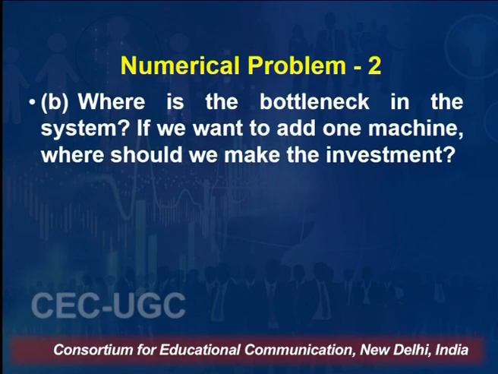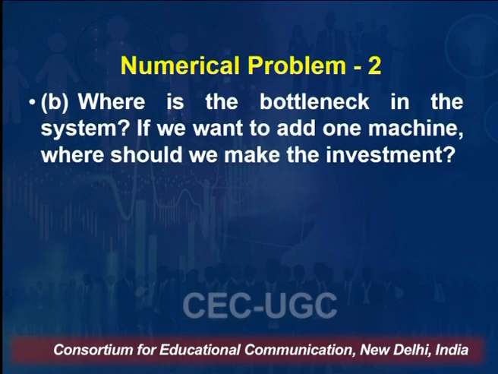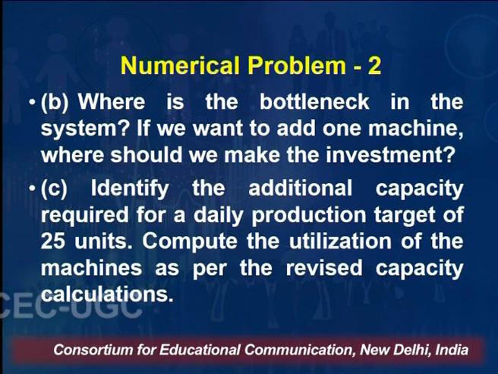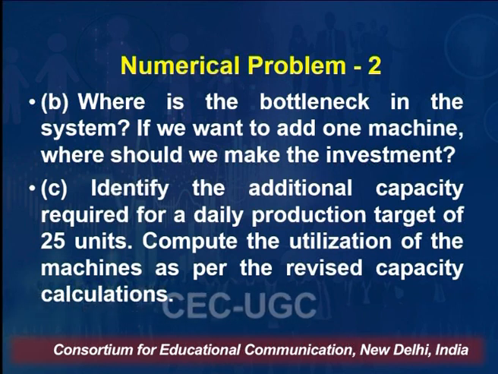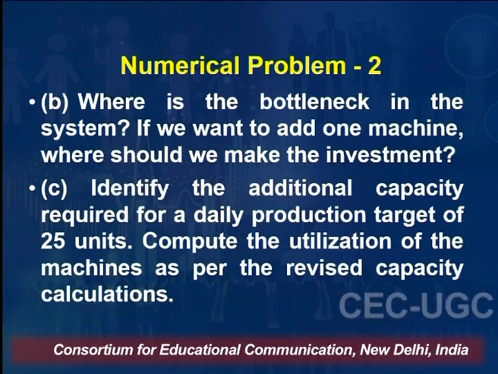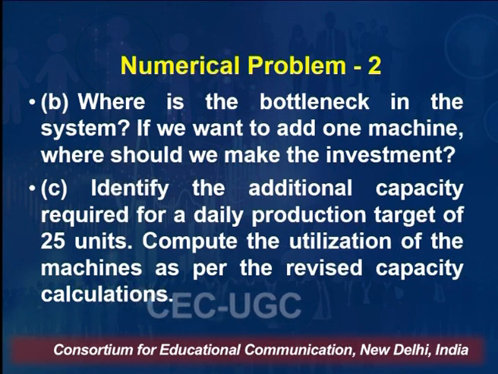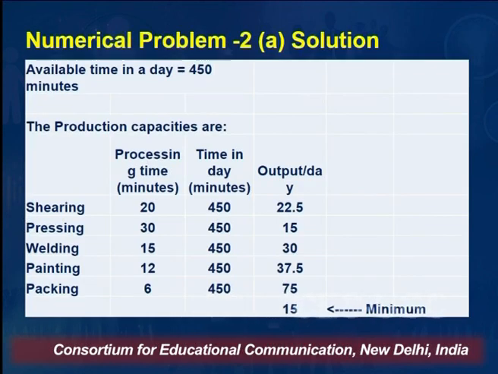The second part of the question is, what is the bottleneck in the system? If we want to add one more machine, where should we make the investment? And the third part of the question says, identify the additional capacity required for a daily production target of 25 units and compute the utilization of the machines as per the revised capacity calculations. So this is a typical question wherein we have to calculate.